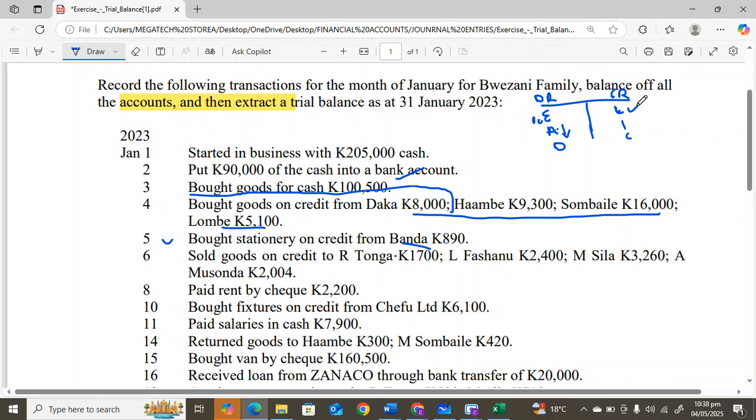Sold goods on credit to Ara Tonga, El Fashano, M. Sila, M. Sonda. So let's focus with Ara Tonga. What happens with Ara Tonga will also happen with the rest. Yes, we sold goods on credit to this person. Okay, so when you sell goods on credit, what happens? Yes, you give out goods and you don't receive the money. And it means someone is owing you, right?